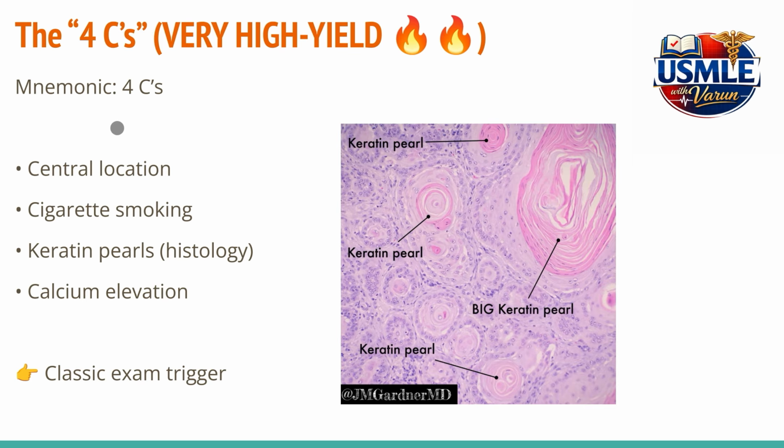To remember squamous cell carcinoma, we can use the mnemonic 4Cs. It is central in location, associated with cigarette smoking, shows keratin pearl formation on histology, and causes elevated calcium levels. Keratin pearls are concentric layers of keratinized cells, and they are a hallmark of squamous differentiation. So, this mnemonic of 4Cs alone can help us solve many questions: central location, cigarette smoking, calcium elevation, and keratin pearls.